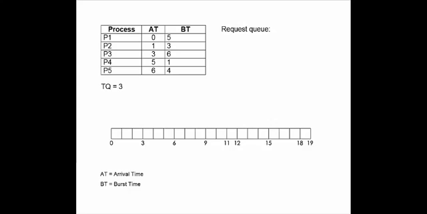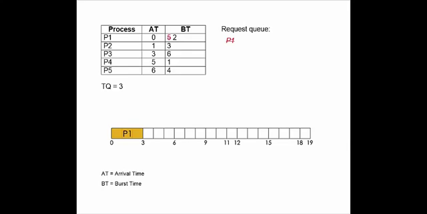Let's get started. When we have processes arriving, we have to put them in the request queue according to their corresponding arrival time. First, the process P1 arrives in the CPU and is first to be put on the request queue. So we execute P1 from 0 to 3 seconds because the time quantum is 3, even though the burst time is 5. So the remaining time left for P1 will be 2 seconds now.